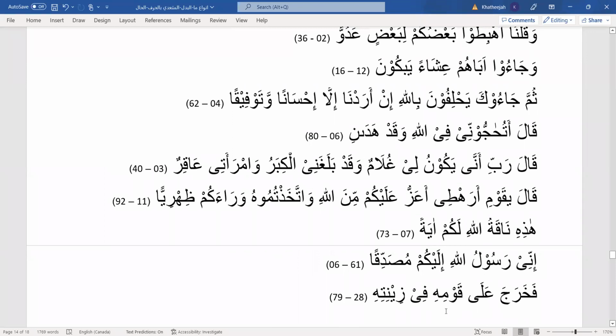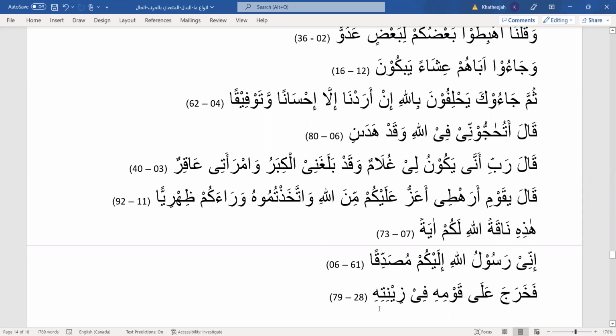فخرج على قومه في زينته. Sorry, it should be a fatha on the noon. It's a typo. Then he came out. Kharaja, he exited. He came out upon his nation, in front of his nation. Fi zinatihi, in his decoration.